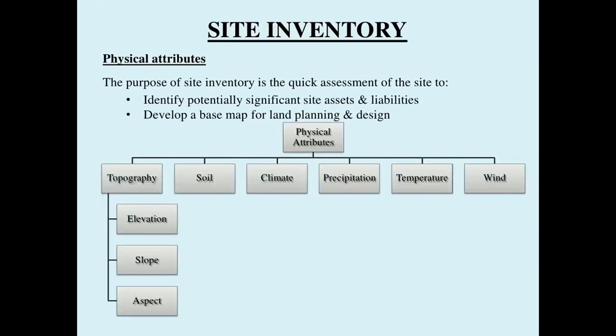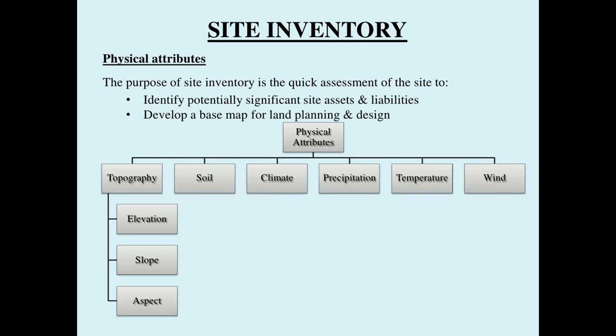Now, site inventory, the physical attributes. The purpose of site inventory is the quick assessment of the site to identify potentially significant site assets and liabilities, and to develop a base map for land planning and design. Now you can see the physical attributes such as topography, soil, climate, precipitation, temperature, wind.